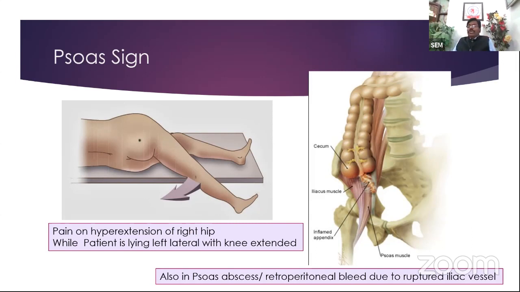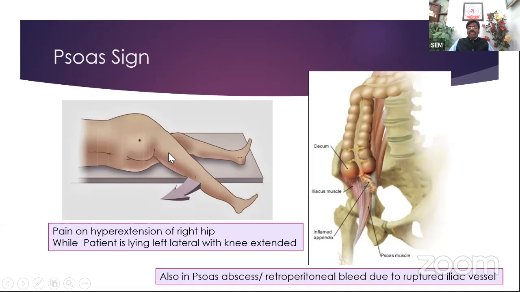So if you ask a patient to lie in the position like a left lateral position as drawn here, and if you try to just keep the knee straight and try to hyperextend the hip, patient will have a severe pain because already the patient is not able to straighten.